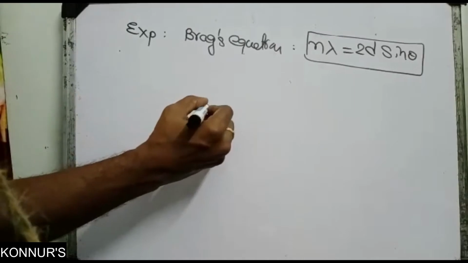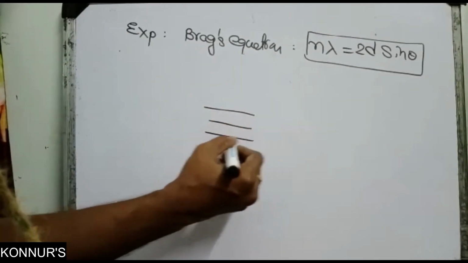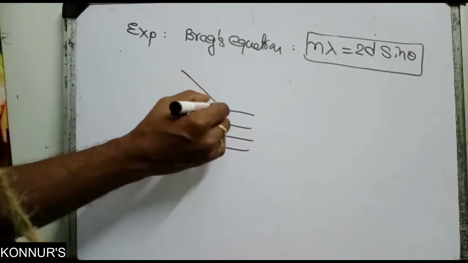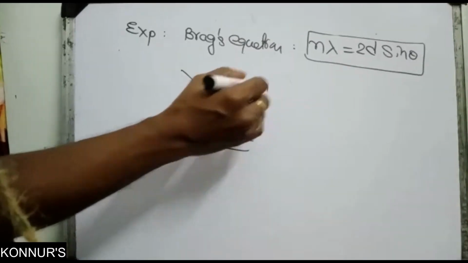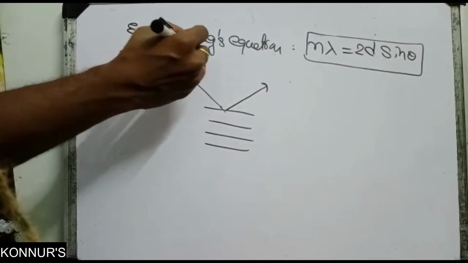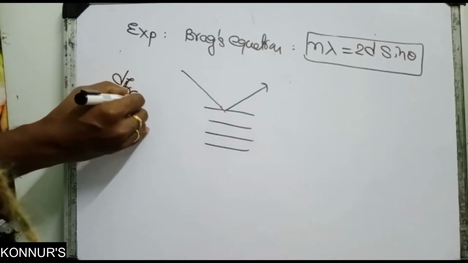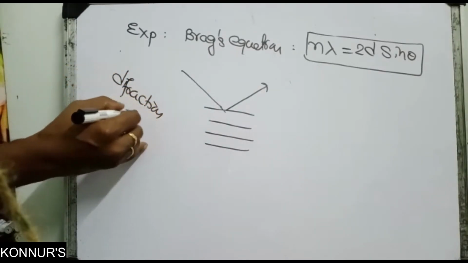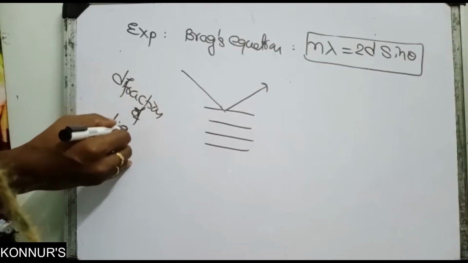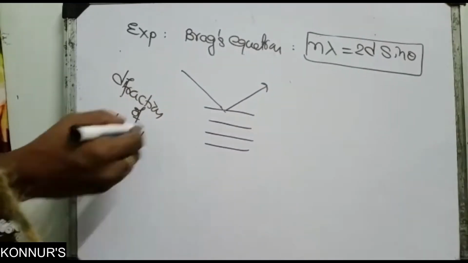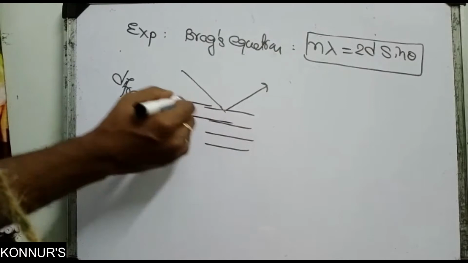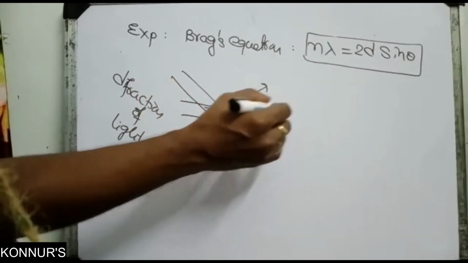Say the crystal structure is in the form of different layers. We are sending light, so it will be diffracted. So it is a diffraction of light experiment actually. Diffraction of light experiment.